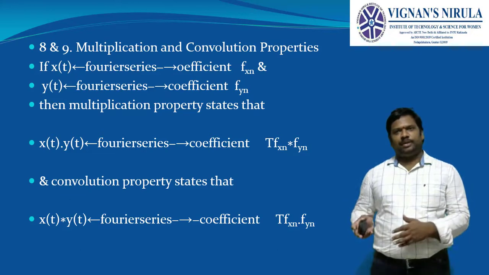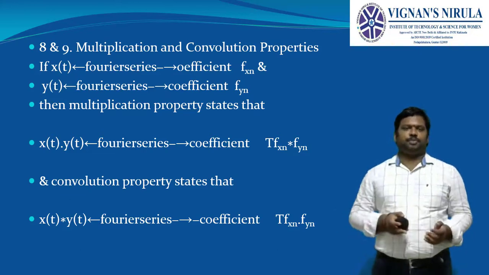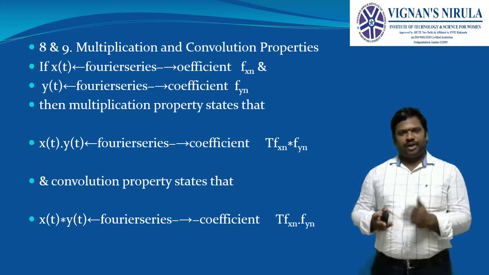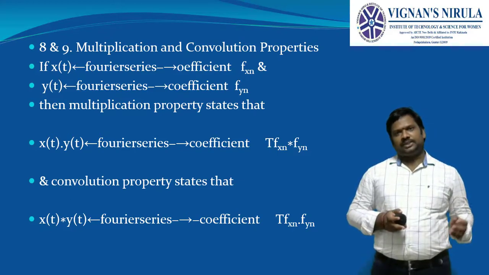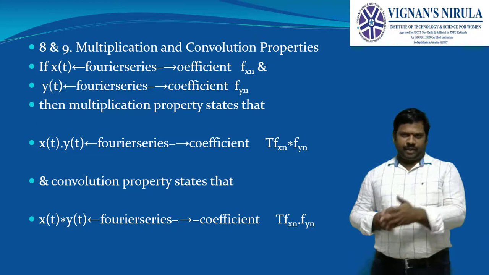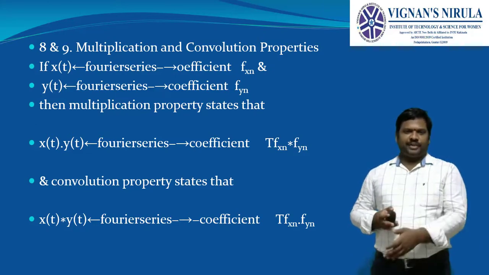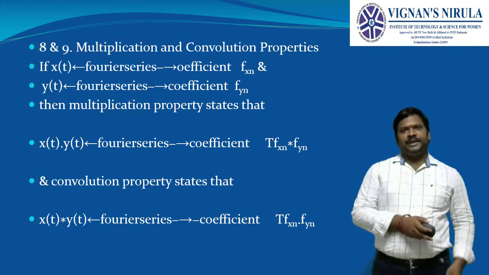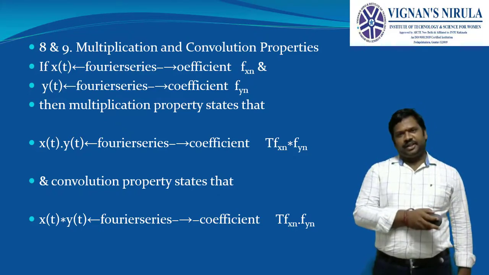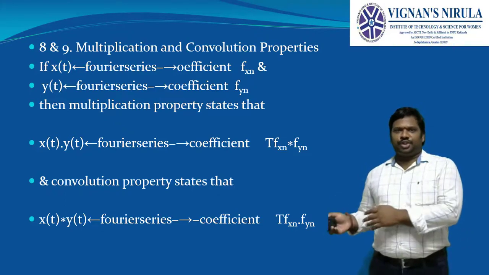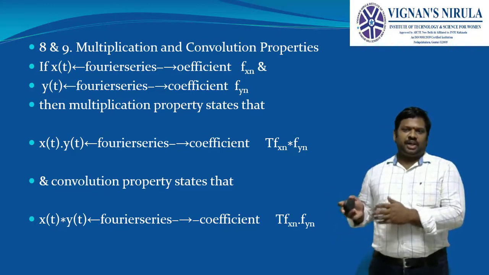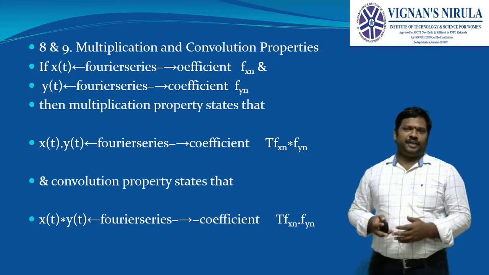F(x)n and F(y)n will be the multiplication of their corresponding coefficients. Then x(t) convolved with y(t), which represents convolution in the time domain, will be equal to multiplication in the frequency domain. That is the convolution property. Whereas in the multiplication property, multiplication in the time domain will lead to the convolution of the corresponding coefficients. That is, x(t) into y(t) gives Fxn convolved with Fyn.